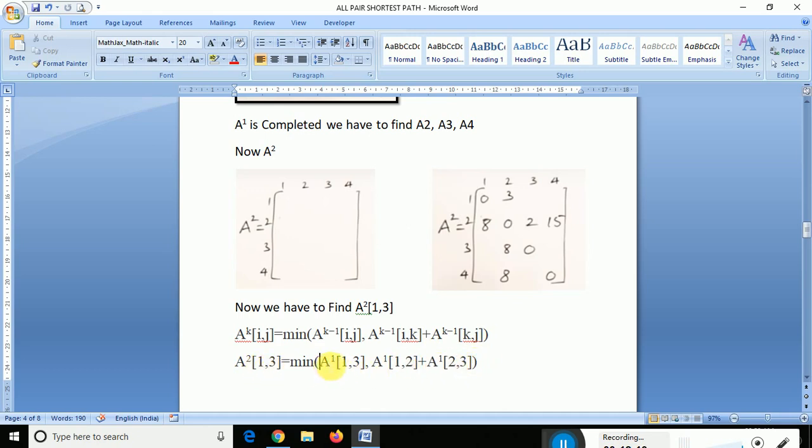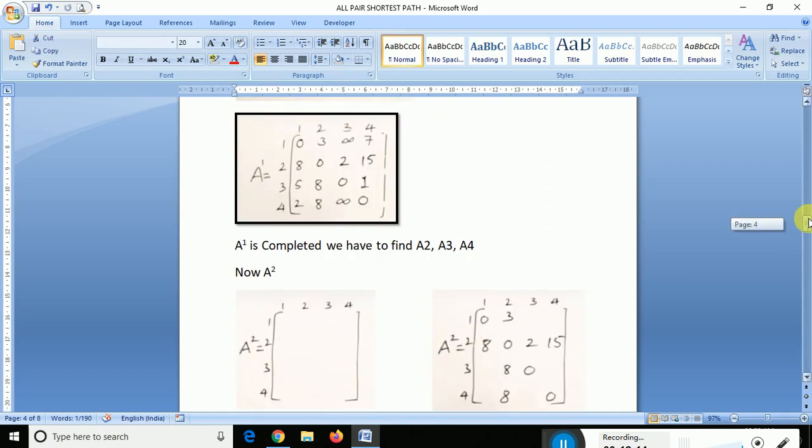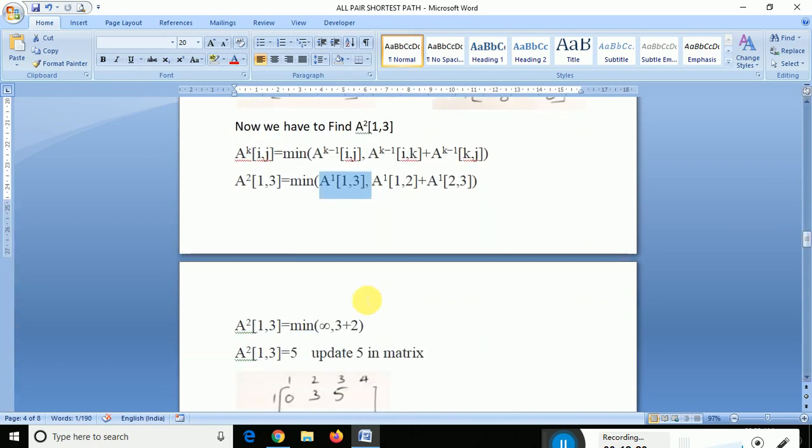Now A1 1 comma 3. A1 1 comma 3 means we should not take A naught. We have to take A1. First row third column is what? Infinity. So I have kept here infinity.